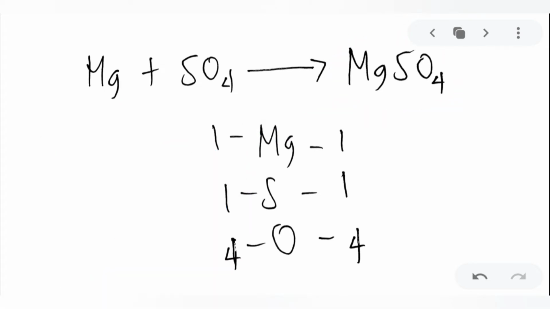Let us analyze if they are balanced already. We have here for magnesium 1 piece of that. For sulfur, we have 1 piece of that. For oxygen, 4 pieces of that. On the product side, we have magnesium 1 piece of that. For sulfur, 1 piece of that. And for oxygen, 4 pieces of that. So you do not have to balance this equation or reaction since they are already balanced.